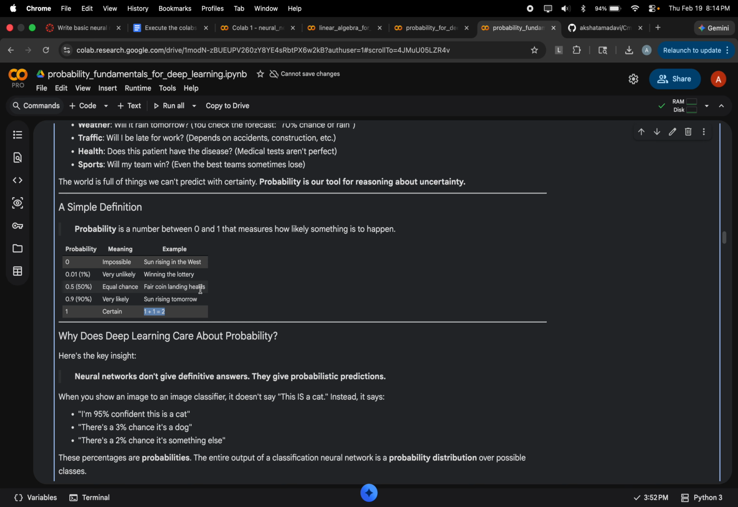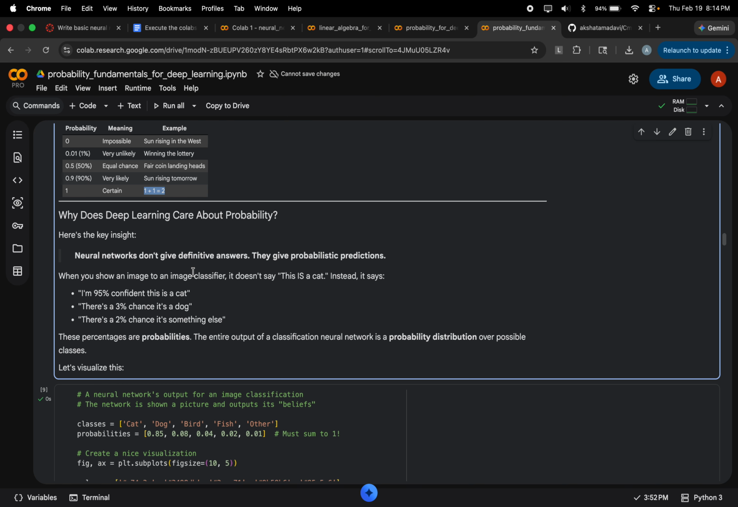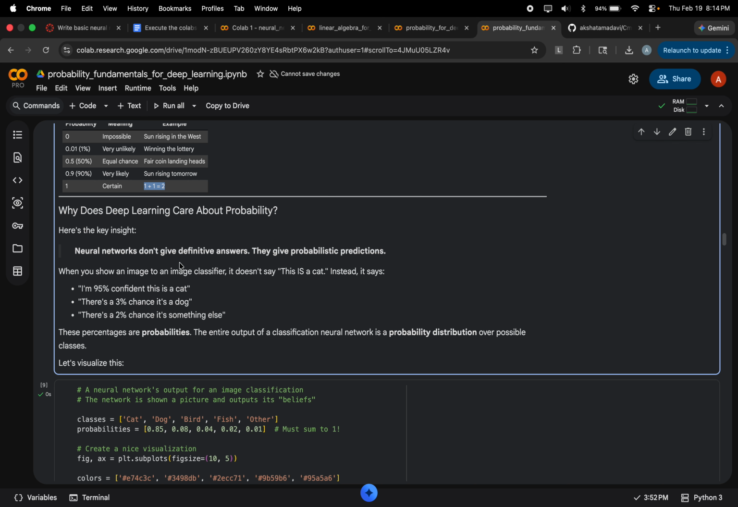A fair coin landing heads. Very unlikely is winning the lottery. Example is winning the lottery. So yeah. So why does deep learning care about probability?